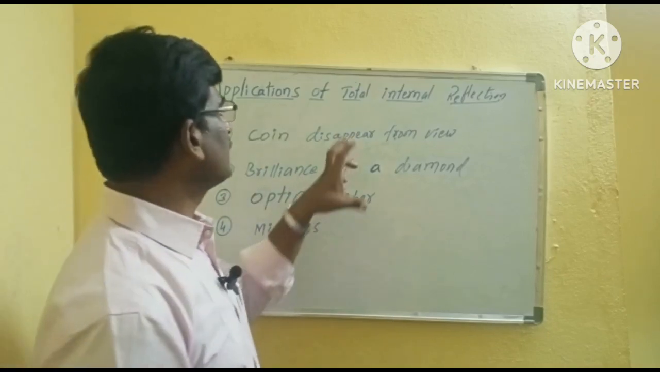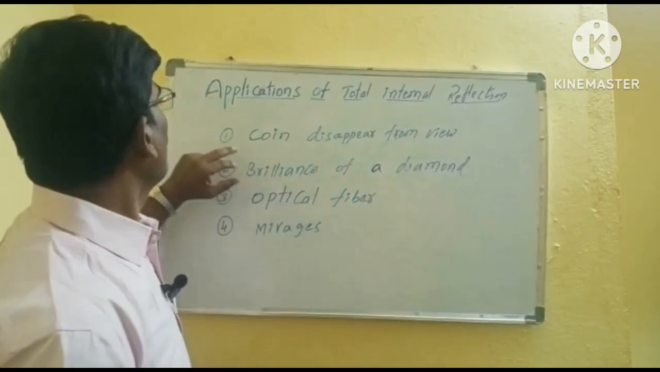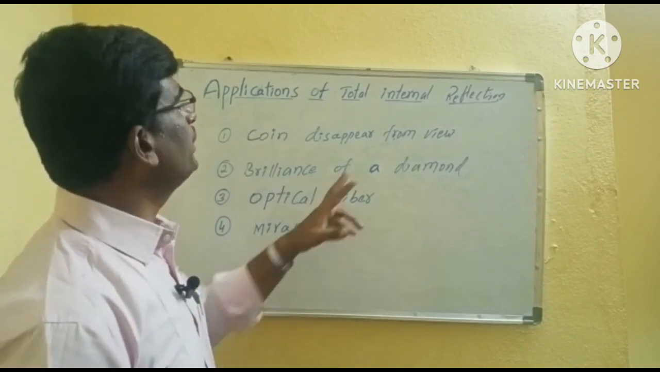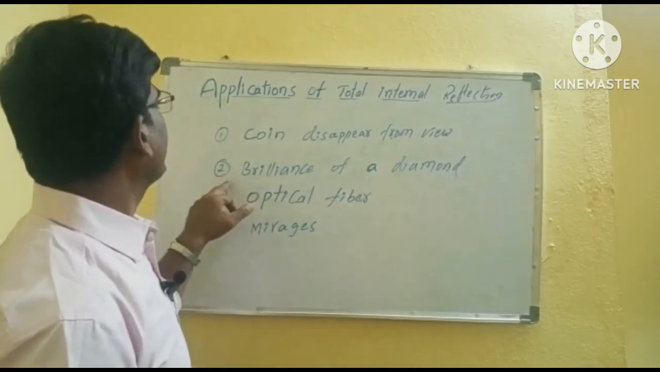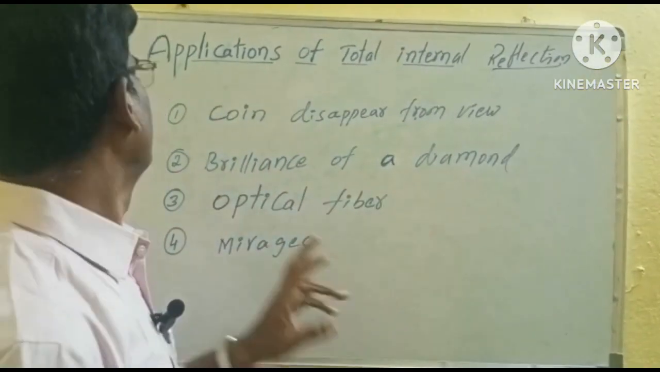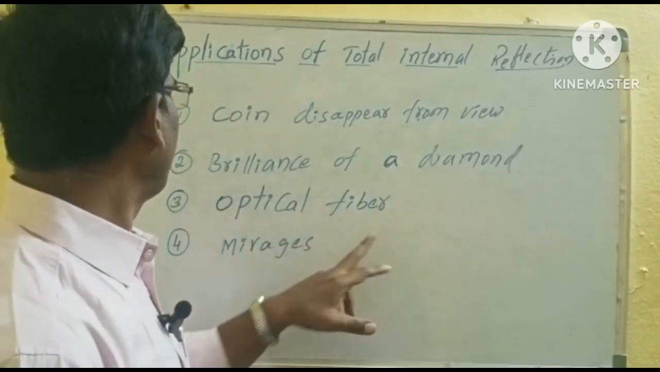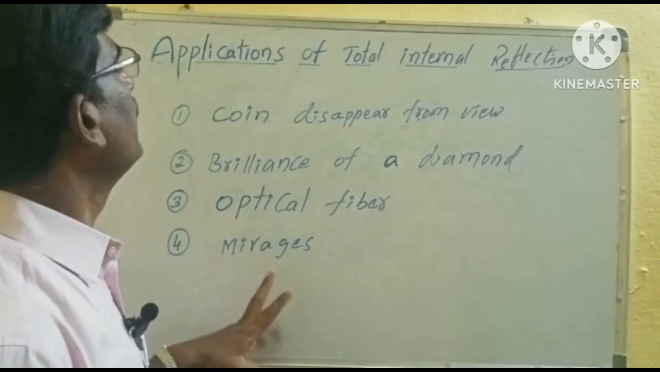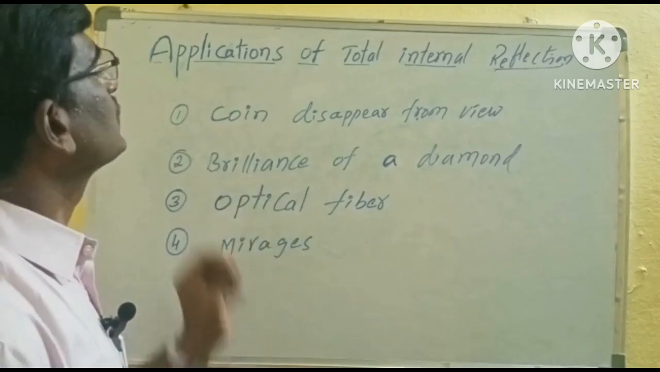How many applications are there of total internal reflection? One is the coin disappearing from view. Second, the brilliance of a diamond. Third, optical fiber, and the fourth one, mirages. We can discuss them one by one.